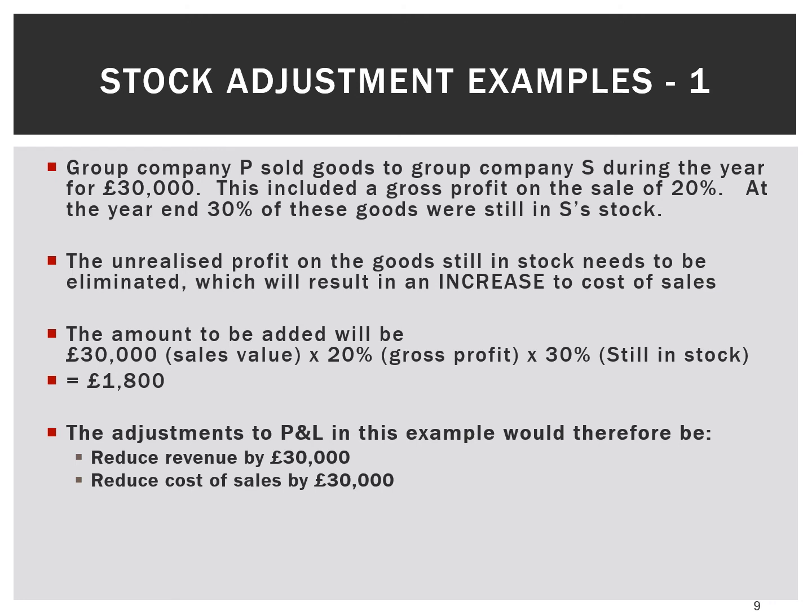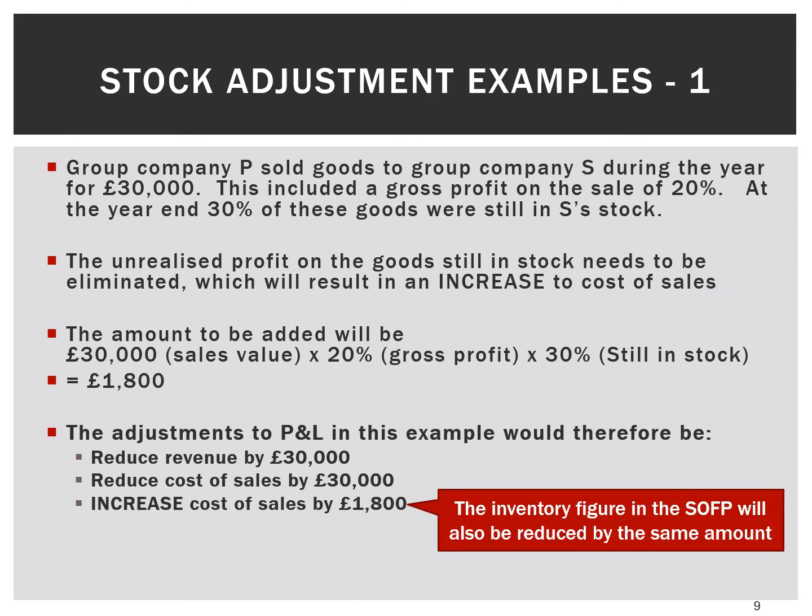But then we've got this further adjustment to make because of the unrealized stock profit, and that means that we've got to increase cost of sales in this case by £1,800. And if you're thinking double entry, the other half of that double entry, remember we're debiting cost of sales, we're increasing cost of sales by 1,800. The credit entry will go to the balance sheet to reduce the inventory value in the group balance sheet.